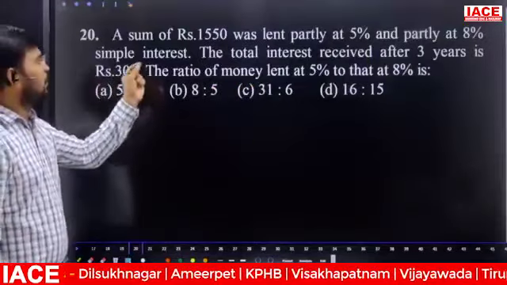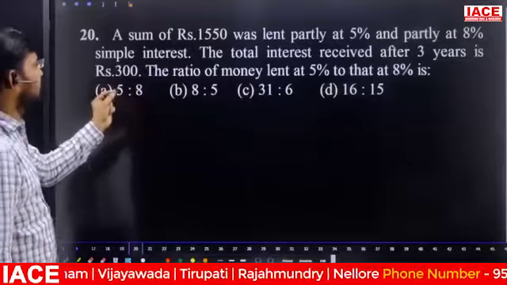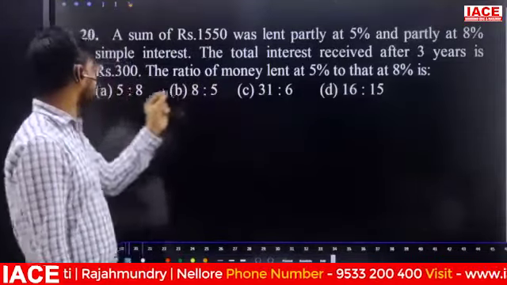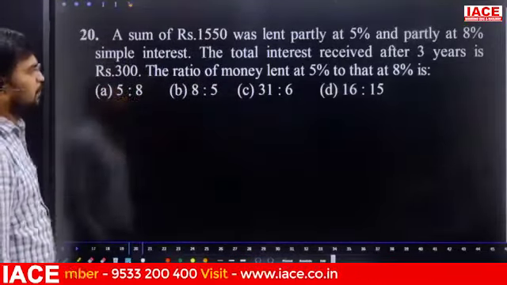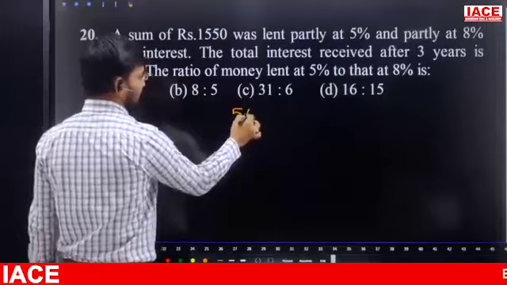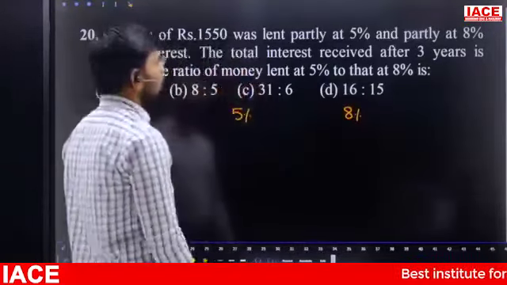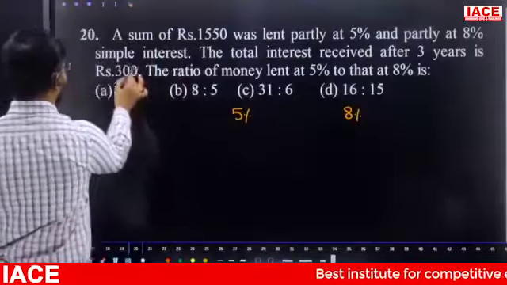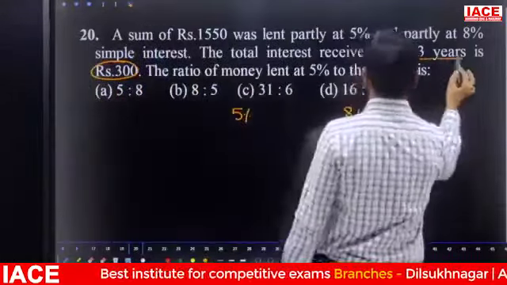A sum of 1550 was lent partly at 5% and partly at 8% simple interest. The total interest received after 3 years is 300. Find the ratio of the money lent at 5% per annum to that at 8%. This is an allegation or mixture sum. Some amount is lent at 5% and another amount at 8%. On the whole, I am getting 300 rupees interest for 3 years.